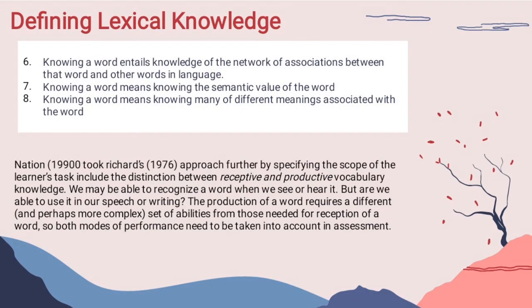Nation took Richards' approach further by specifying the scope of the learner's tasks, including the distinction between receptive and productive vocabulary knowledge. We may be able to recognize a word when we see or hear it, but are we able to use it in our speech or writing? The production of a word requires a different and perhaps more complex set of abilities from those needed for reception of a word. So both modes of performance need to be taken into account in assessment.